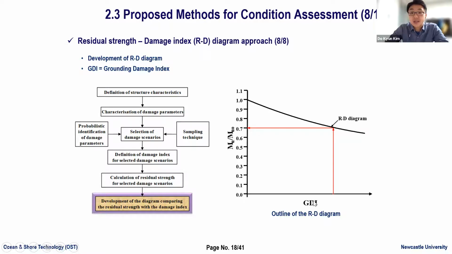You can see here the advantage of this RD diagram is based on this GDI definition. We can simply calculate it based on the observed or measured damage amount, location, and so on. Then once the GDI value is calculated, we can substitute it into the RD diagram so that we can check the remaining structural capacity, and we can do the safety assessment in one shot.